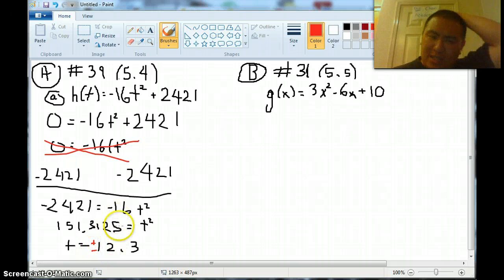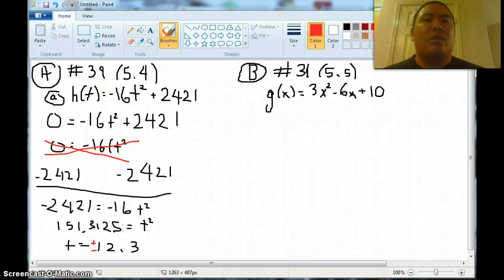Okay, but in this case, which is the only one that makes sense? Do we have negative time? Obviously not, right? No matter in your wildest dreams, even physicists agree that you can't travel back in time, but you can move forward in time or slow down time. It's black hole stuff. Just talk to me after class. All right, so it's 12.3 seconds, positive.